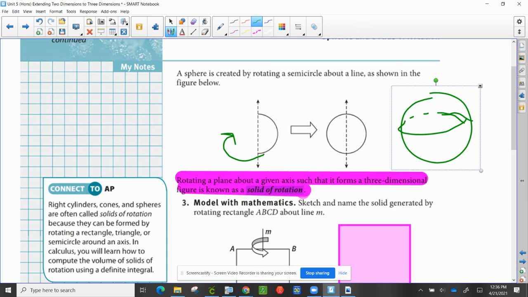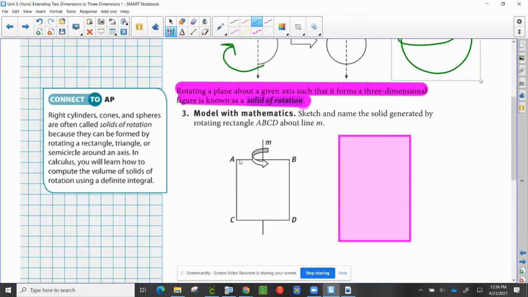So rotating a plane about a given axis, such as this, forms a three-dimensional figure. When it does that, we call that our solid of rotation. So the picture that we get out after we rotate it would give us a solid of rotation, a three-dimensional figure. Okay, so let's look at this picture here. We have this rectangle. If we were to rotate this rectangle around this line M here, if we were to spin this rectangle around it, what solid would we generate then?